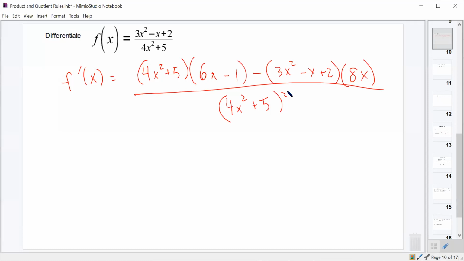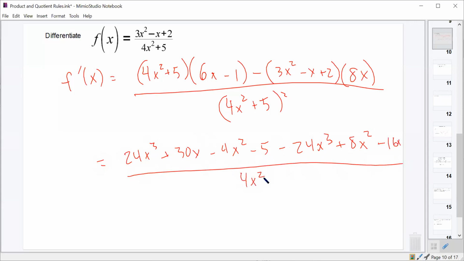Yes. And if you wanted to distribute all that out, cool, but I'm not going to bother to distribute it all out because it seems like a lot to distribute. And let's do it. What do we get? We get 24x cubed plus 30x minus 4x squared minus 5, and then minus 24x squared, and then plus 24x cubed, and then plus 8x squared, and minus 16x.